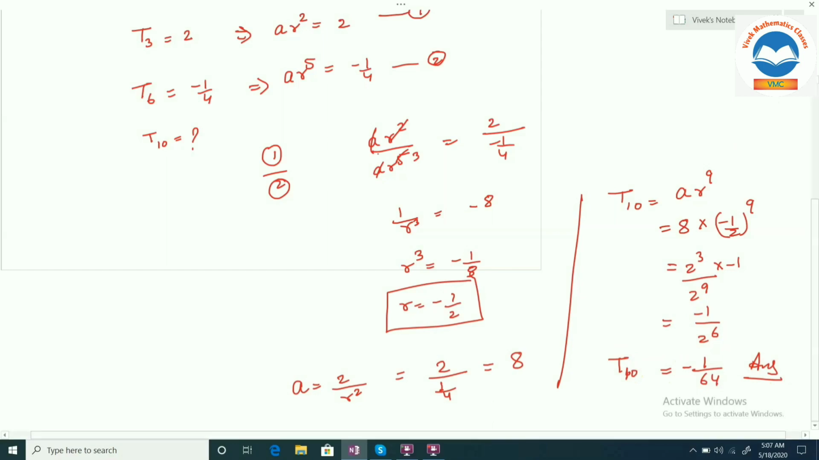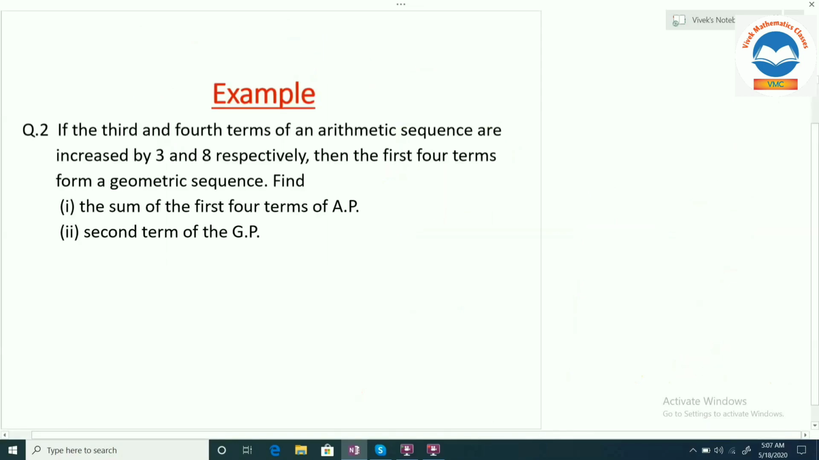We will come to the next question. Okay. We have taken one more example based on this. If the third and fourth term of an arithmetic sequence are increased by 3 and 8 respectively, then the first 4 terms form a GP. Okay, they have given AP. So what we'll take? We'll take an AP like this: A, A plus D, A plus 2D, A plus 3D, and so on. Okay, this is our AP.